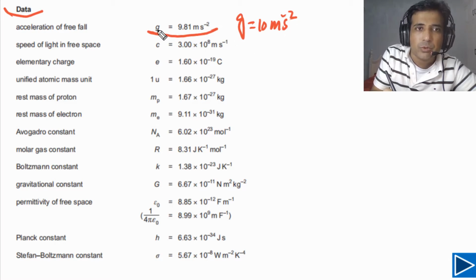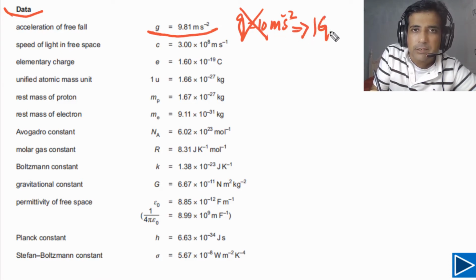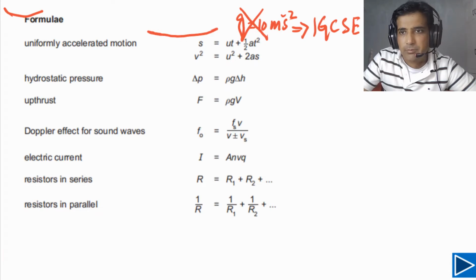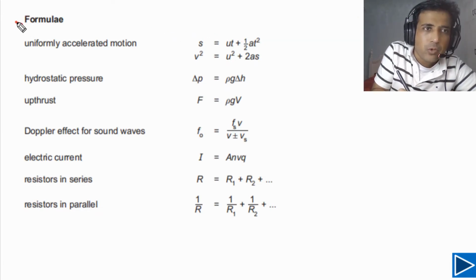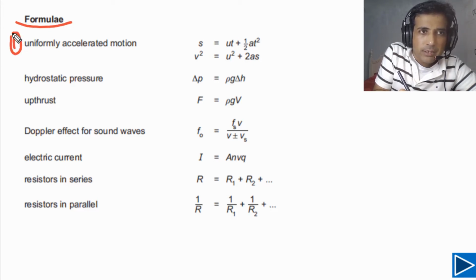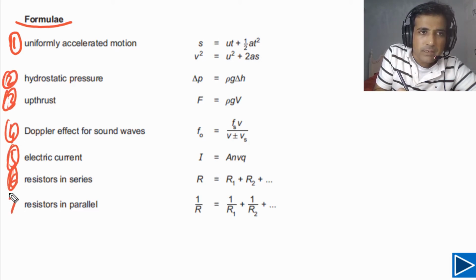So you need to use g equal to 9.81, not g equal to 10 meters per second squared. This one was okay at IGCSE level, but at AS level, you have to use 9.81. On the second page of the exam paper, you can also find some important formulae. 7 formulae are given to you for AS physics. So this one is 1, this is 2nd, 3rd, 4th, 5, 6 and 7.